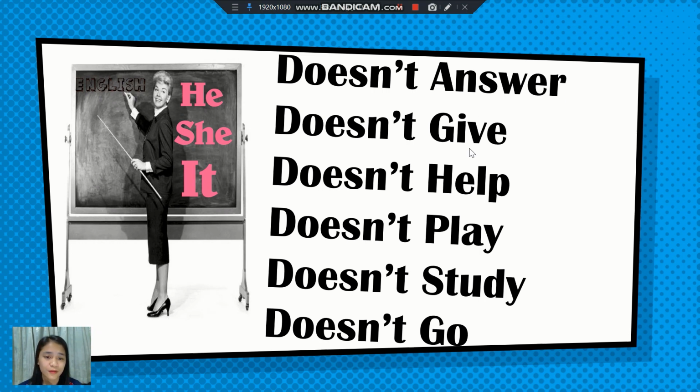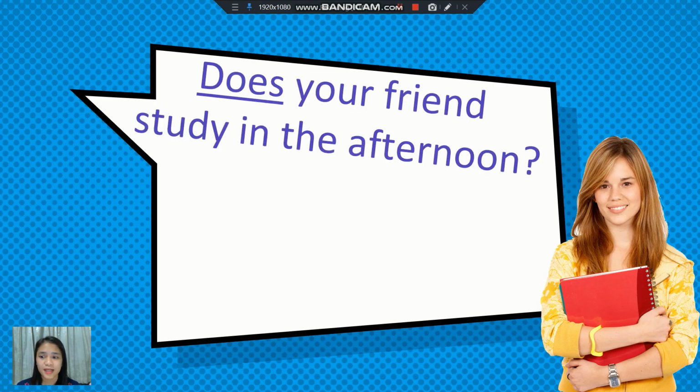So look at the verbs here. The verb answer, give, help, play, and study. It doesn't have an S because they come after the word does. Although it has n't, it still is does. So as I've said earlier, the verbs that come after does and do don't have an S, or are in base form, root word. So these are used in negative responses or answers.